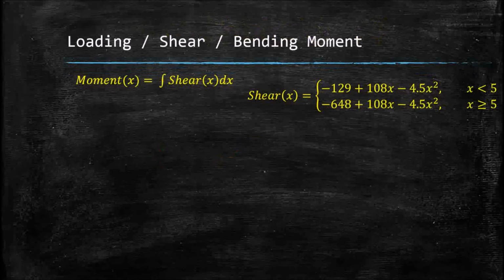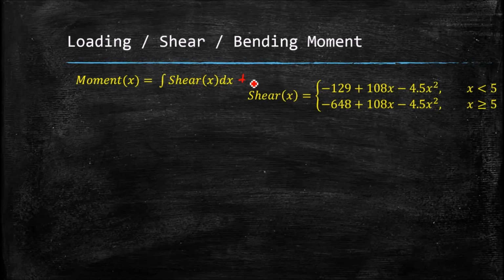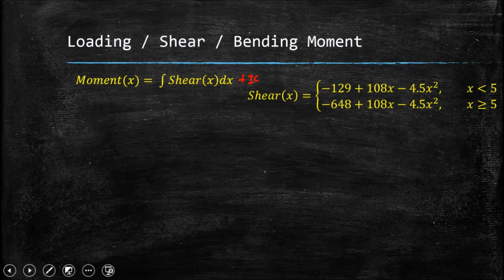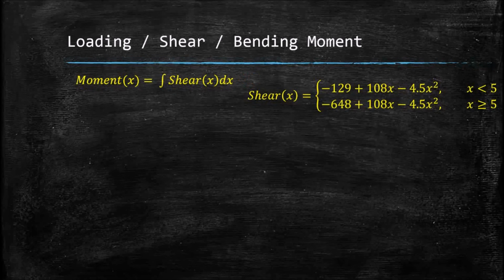Next, we've got to find the bending moment, right? So again, the moment is the integral of the shear plus our initial conditions, or we could say that the change in the moment is the integral of the shear between two specific points. We also know that at x equals 0, let's go back a couple slides.